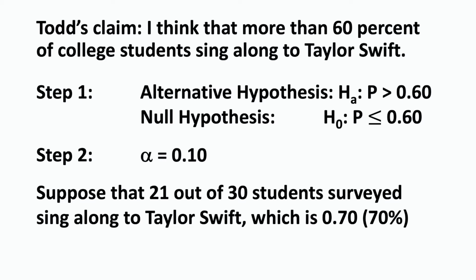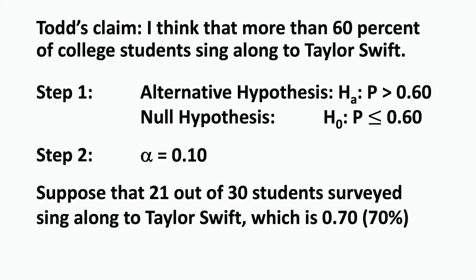So the first step in this hypothesis test is to write out the hypotheses, and as usual, the claim is written out as the alternative hypothesis. So here you see the alternative hypothesis, which is H subscript A: p, the proportion of all college students, is greater than 0.60, or 60%. And I'm going to test that against the null hypothesis, written as H subscript 0, where this p, again the percentage of all college students, is less than or equal to 0.60.